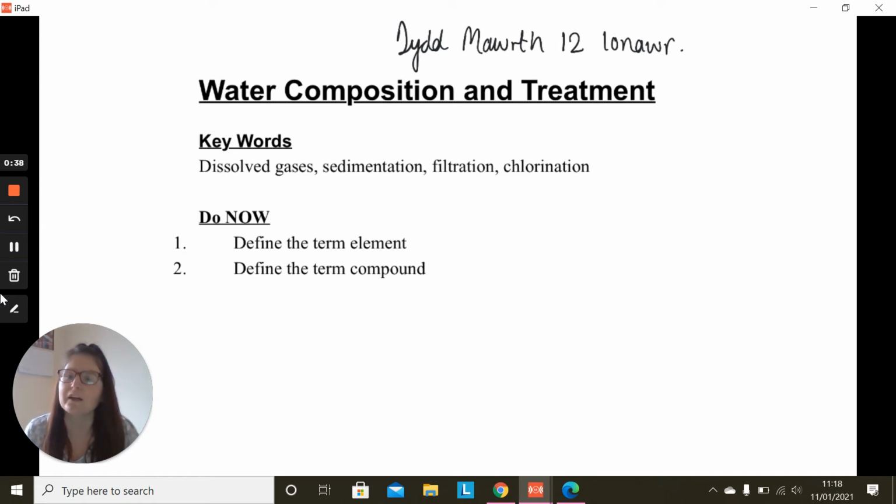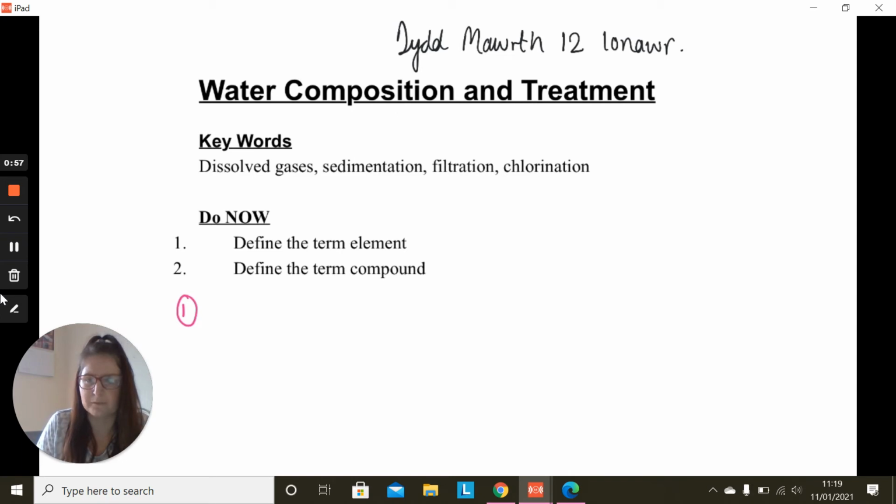And then you've got your do now, which is define the term element and define the term compound. So you can press pause now to answer the questions, and then I will go through it for you. Okay, so let's go through the answers quickly. Define the term element.